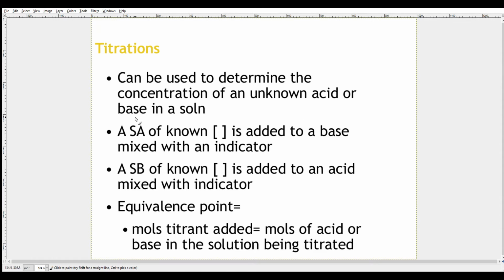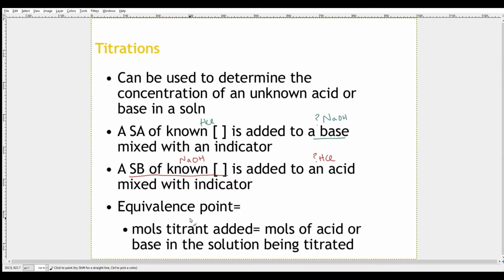So for example, if you have a strong acid where you know its concentration, for instance hydrochloric acid, and you add it to a base of unknown concentration, like NaOH, then you add an indicator and you are able to determine the concentration of the unknown. In the reverse, you could start with a strong base where you know the concentration, like NaOH, and then add it to an acid like hydrochloric acid where you don't know the concentration, mixed with an indicator, and you can figure out that unknown concentration.